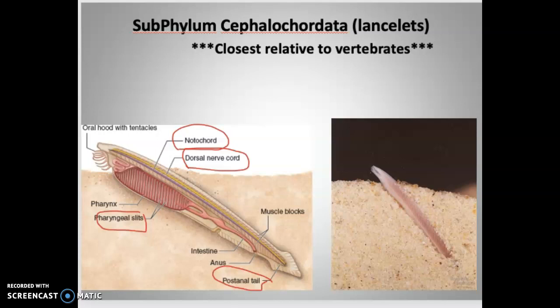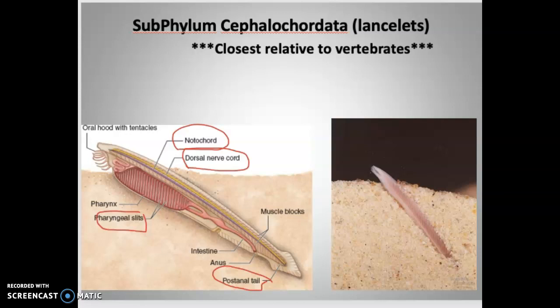Now, they don't develop much beyond that. What you're looking at here is pretty much the adult form. These guys live in marine environments. They kind of bury themselves down into the sediment. They have their mouth, or what they call the oral hood, with tentacles sitting above the sediment, filtering and grabbing food out of the water. That's it for this group.